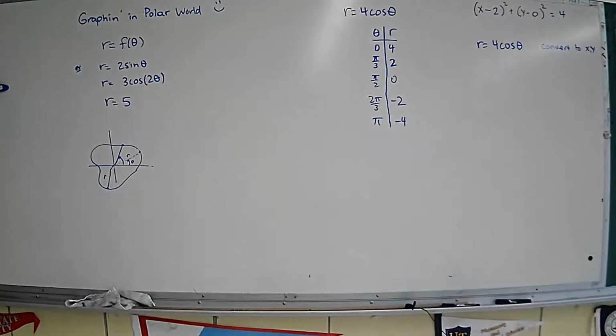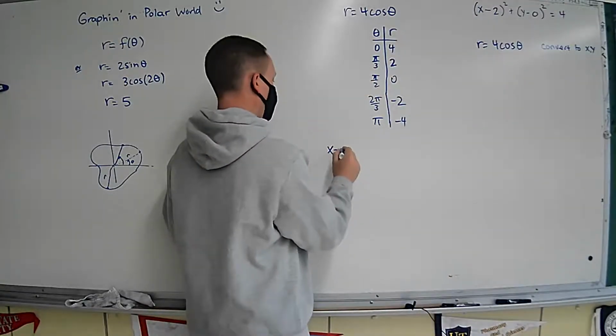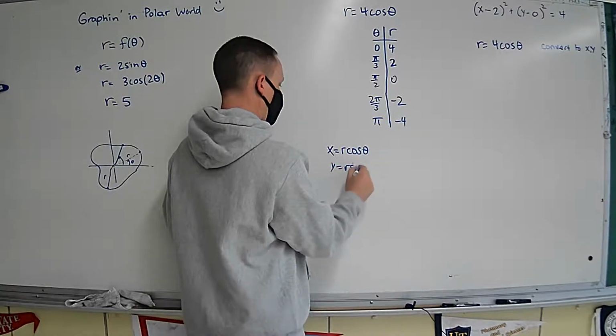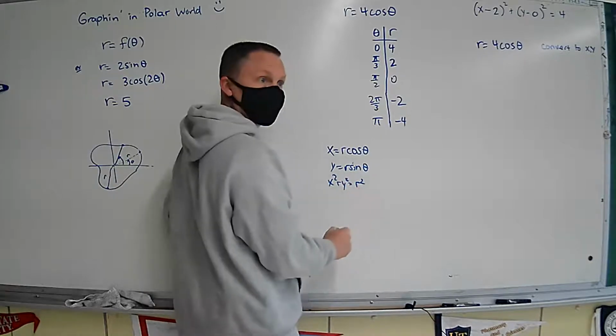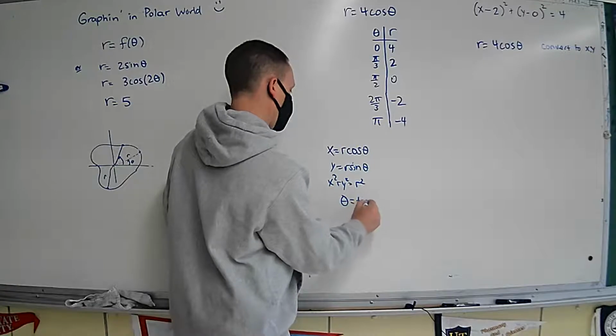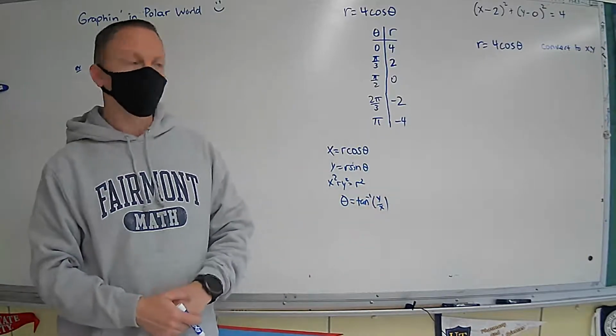Let's do it. Might as well knock this out real fast. Going to convert that equation to Cartesian. So do you guys remember how to convert? Our things were x equals r cosine theta, y equals r sine theta, x squared plus y squared equals r squared, and theta was inverse tangent of y over x. Weren't those our equations that we converted with?